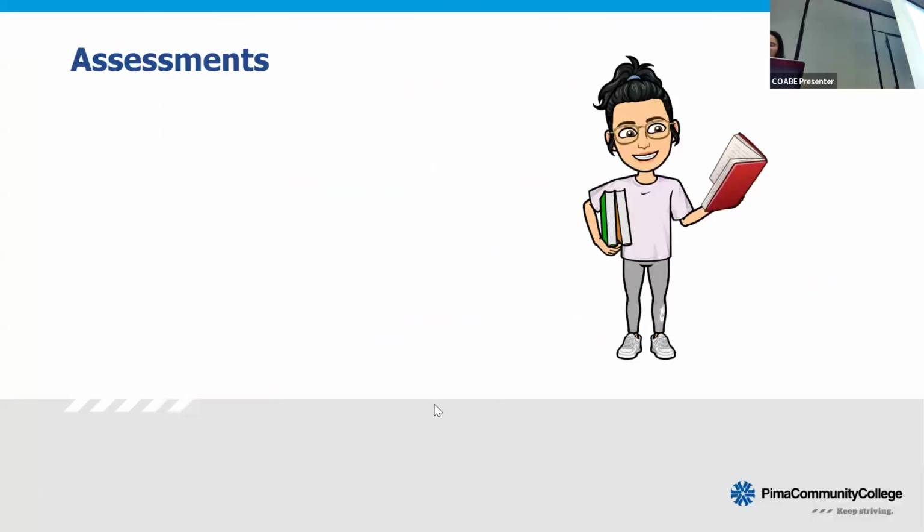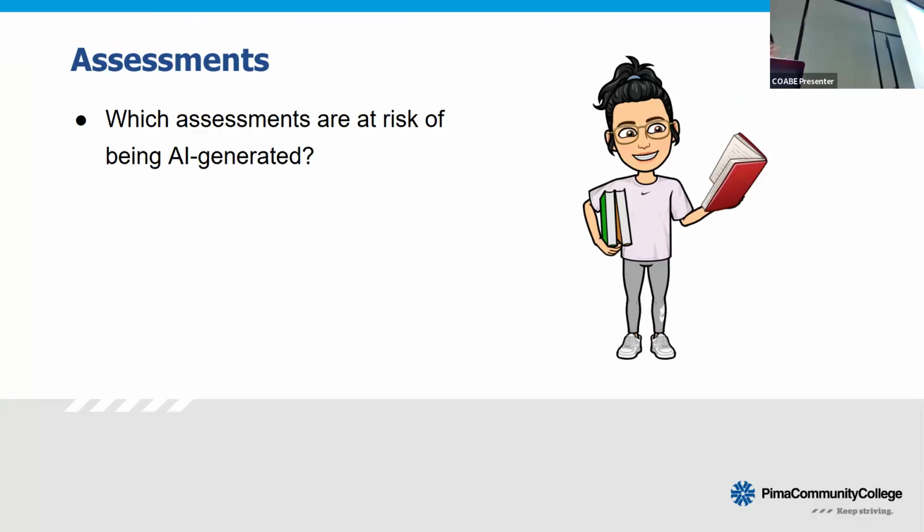All right. Well, thank you, everybody. So I have a few questions for everyone here. So I'm gonna go around. If you have an answer, then I'll pass the microphone to you. But based on what we looked at, some of those texts were AI generated, some were human generated. Which assessments are at risk of being AI generated?